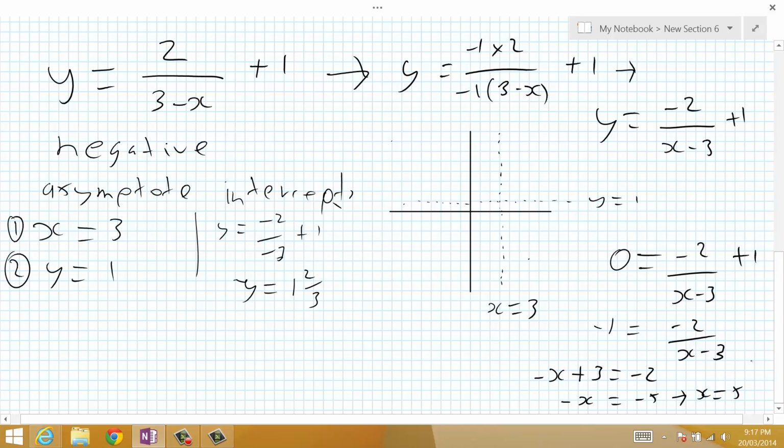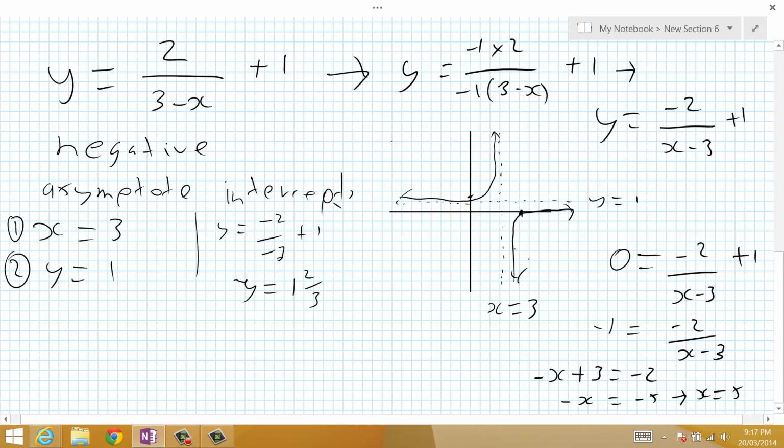Okay, so we have x equal to 5 as one of our intercepts, it's about there, and we have y equals 1 2/3, which is about there. We know where our curves are going to be. It's a negative hyperbola, so it's going to be in the top left and the bottom right. So our hyperbola is going to look something like that, and something like that.